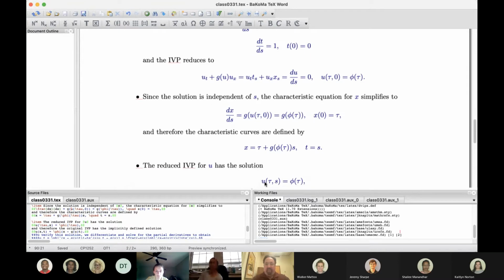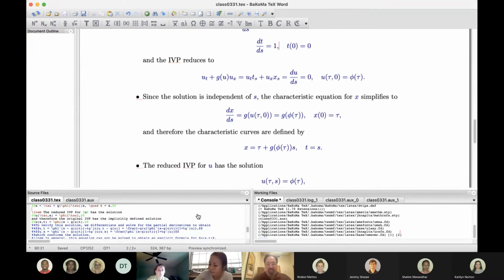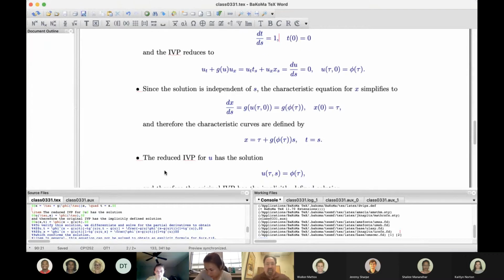And this is what I mentioned earlier, that u of tau, s just turns out to be 5 tau because u doesn't depend on s. So we actually have our solution as a function of tau and s, but we need a solution that's in terms of x and t.